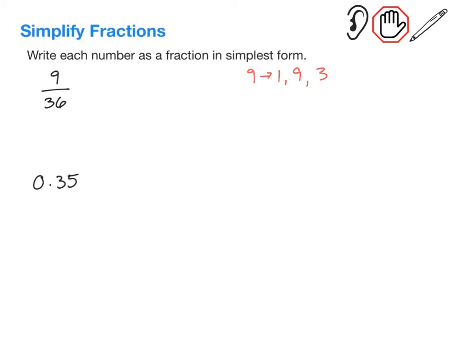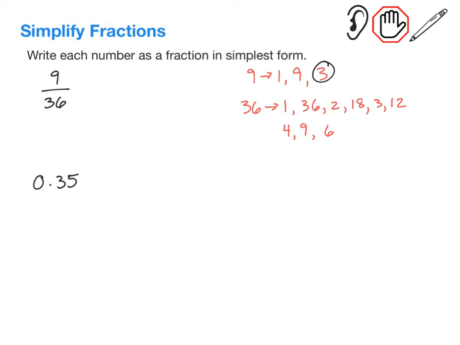Now let me list my factors of 36. My factors of 36 are 1 and 36. I know that 2 times 18 is 36. I know that 3 times 12 is 36. I know that 4 times 9 is 36. And 6 times 6 is 36. So now let me circle my common factors.